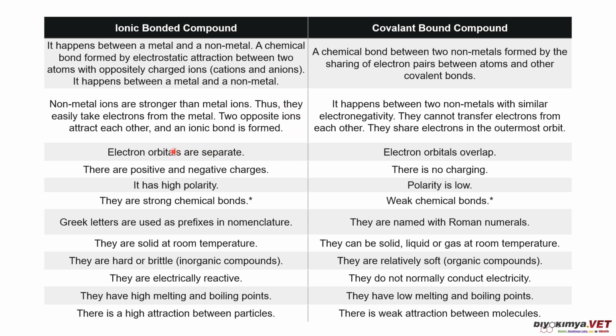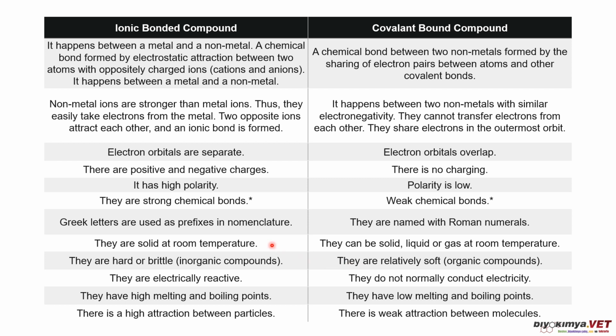In ionic bonding, electron orbitals are separated. In covalent bonding, they overlap. There are positive and negative charges in ionic compounds. In covalent, no. Ionic has high polarity, covalent has low polarity; ionic has strong chemical bonds and covalent has weak chemical bonds. And also, Greek letters are used as prefixes in the nomenclature of covalent compounds, while ionic compounds are named with Roman numerals.